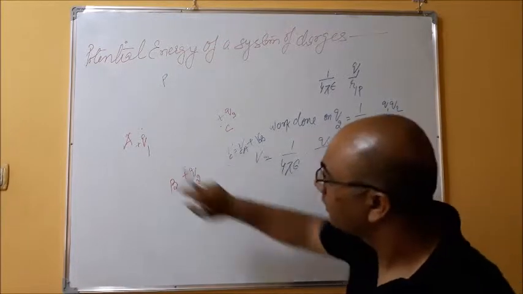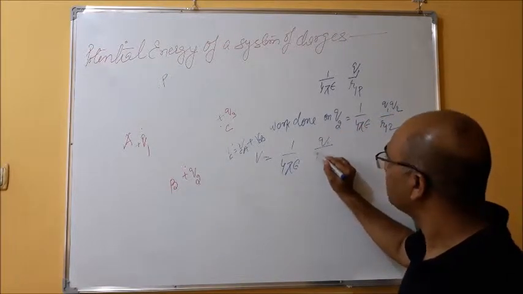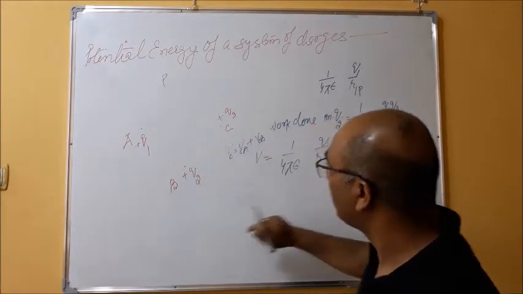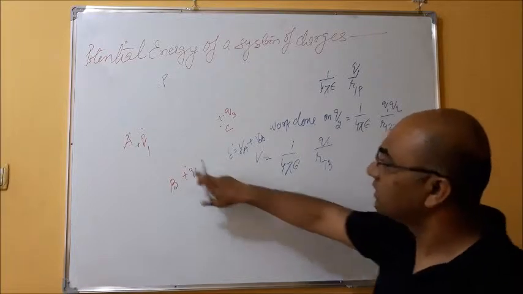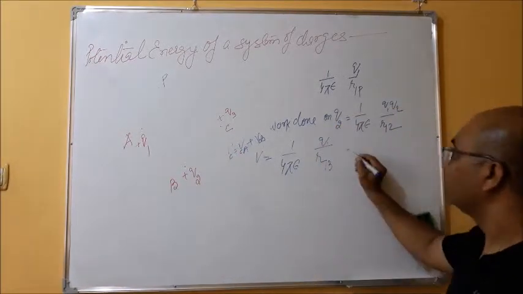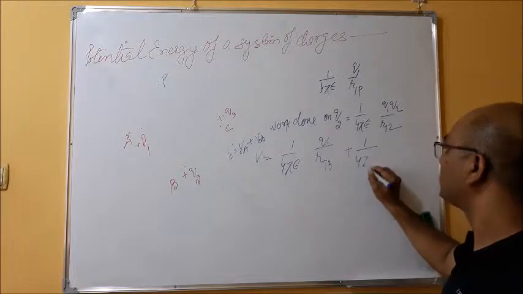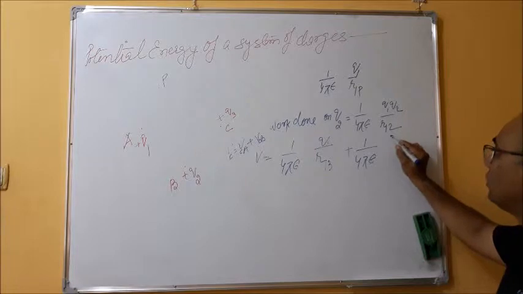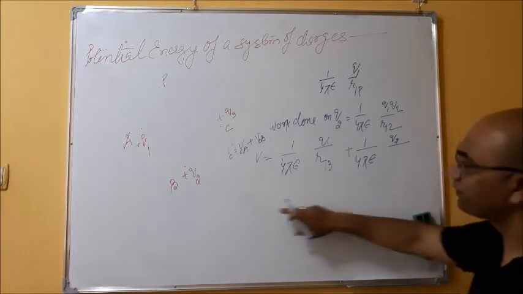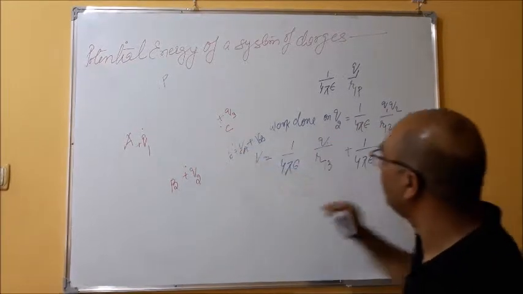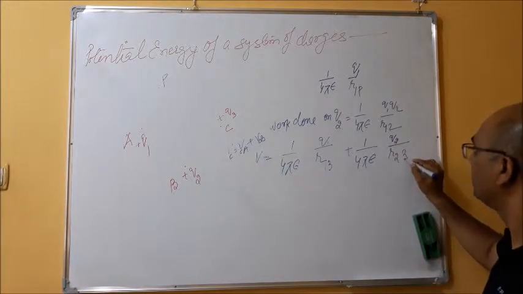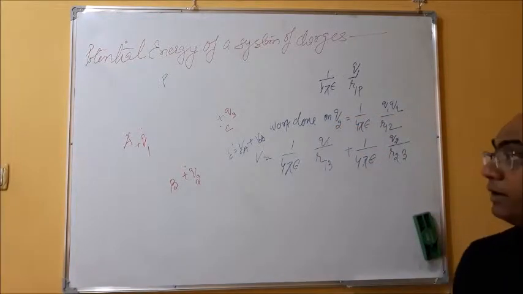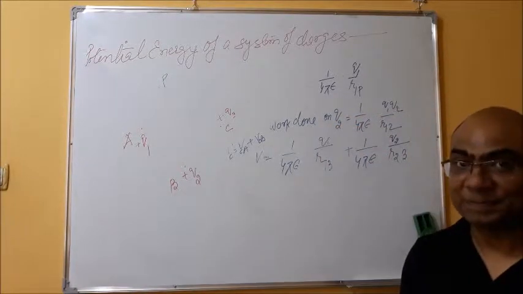This is fine. So potential on C due to A will be Q1 upon, suppose this is R 1, 2, 3. So I am saying 1, 3. 1, 3 means the distance between 1 and 3. Plus 1 upon 4 pi epsilon, potential on C due to B. So Q2 upon R 2, 3. Right. So this will be the value of potential at point C due to 1 and due to 2, right?